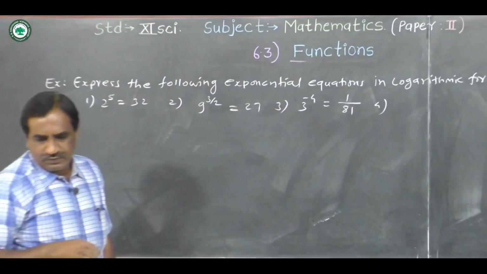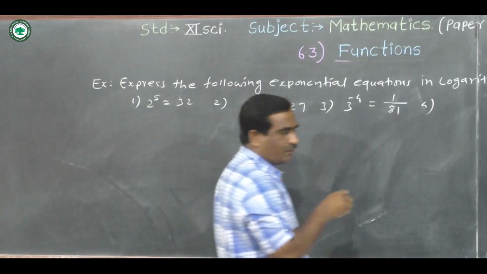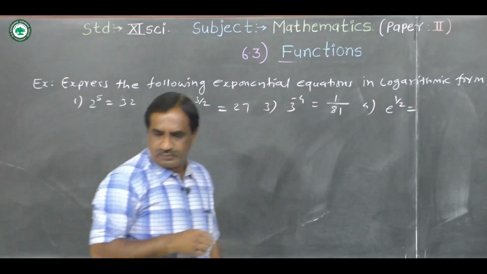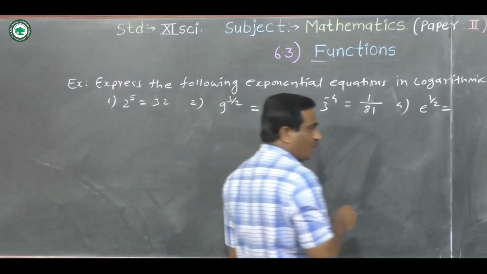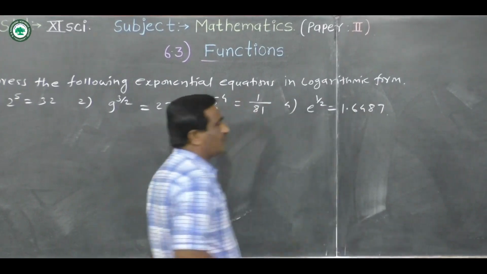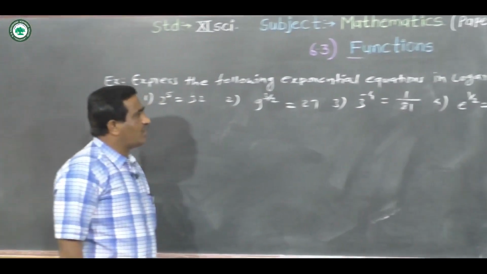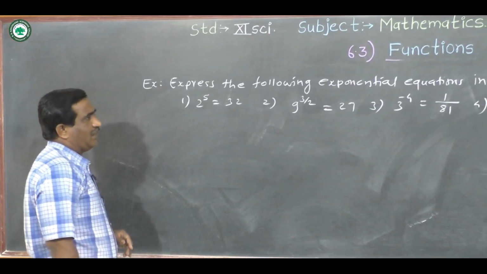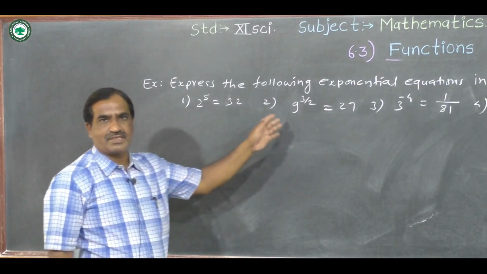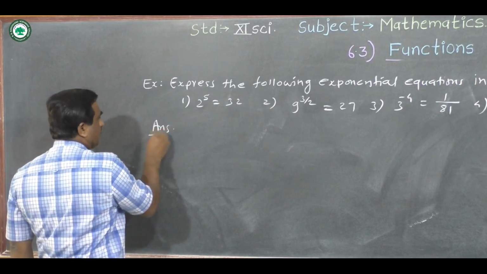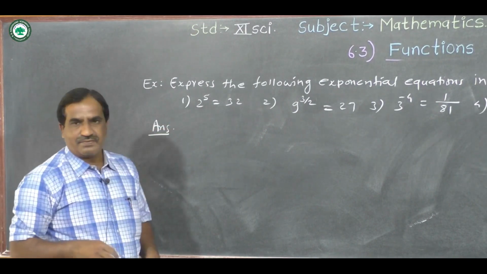And the fourth equation in exponential form, e raised to 1 by 2 is equal to 1.6487. These are the exponential forms of the equations. Now we have to write the logarithmic form for these equations. Okay, simple. The answer for these equations is very simple.